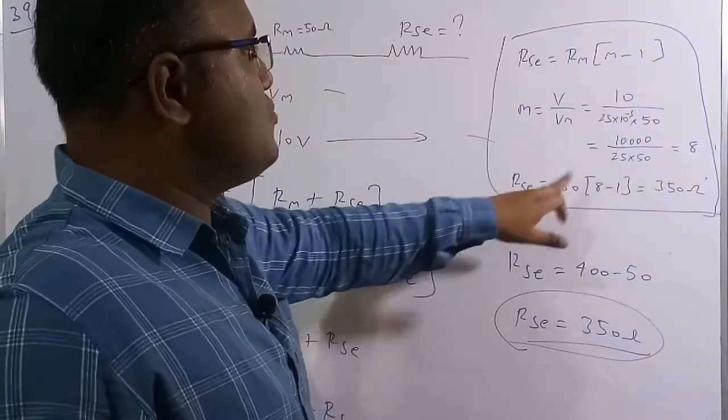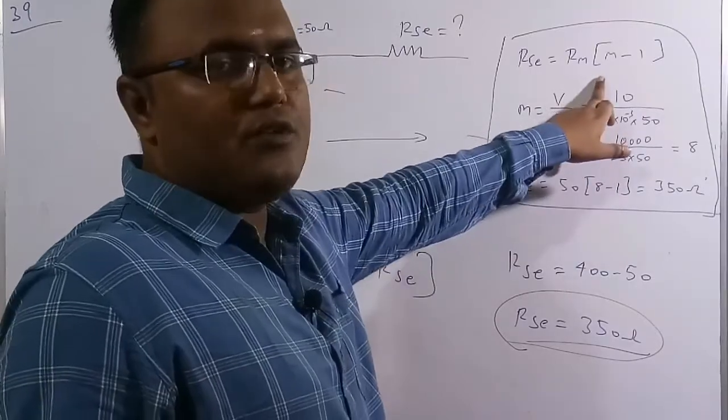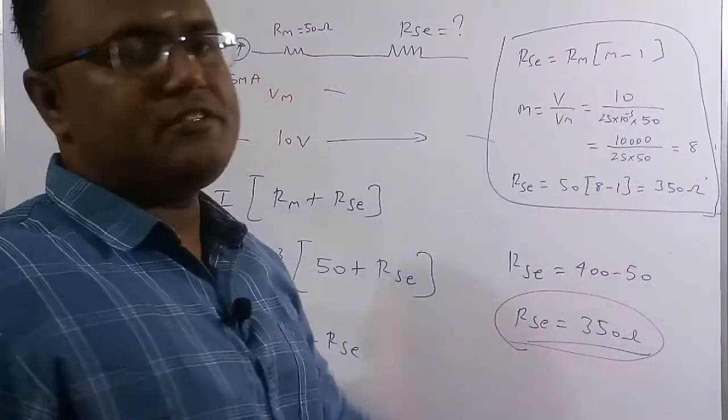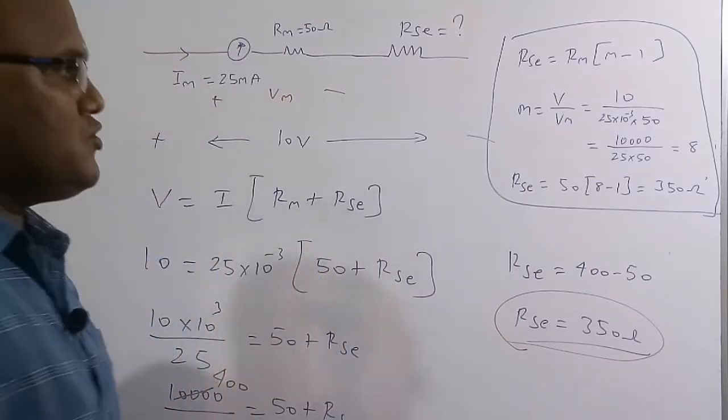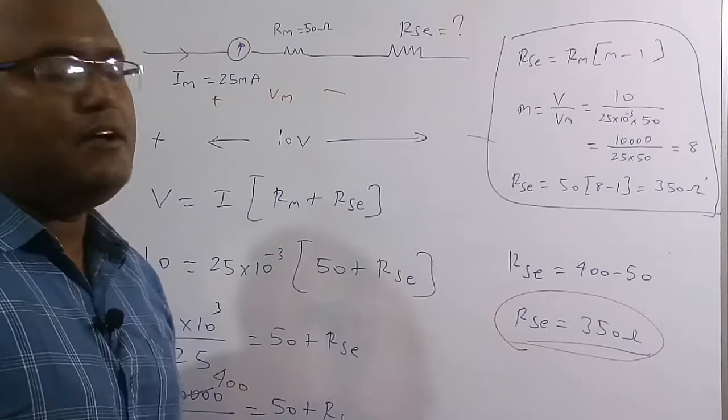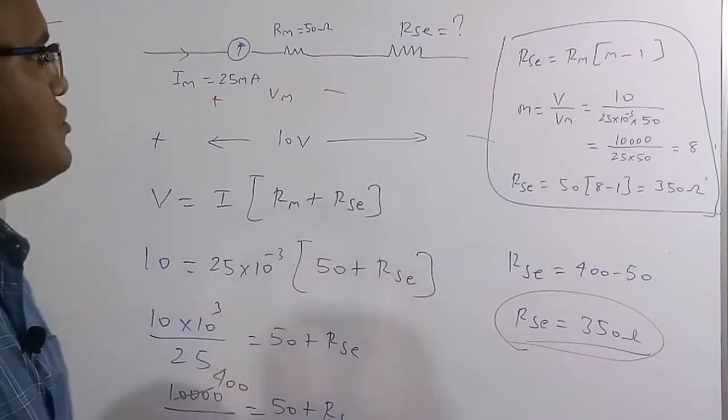So therefore RSC is equal to Rm, which is 50, and in place of M, substitute the value 8 minus 1. So 50 into 7 is nothing but 350 ohm. You can do it in either way. In both ways the answer is the same, which is 350 ohm, the correct solution of this question. This is the last question of this lecture.